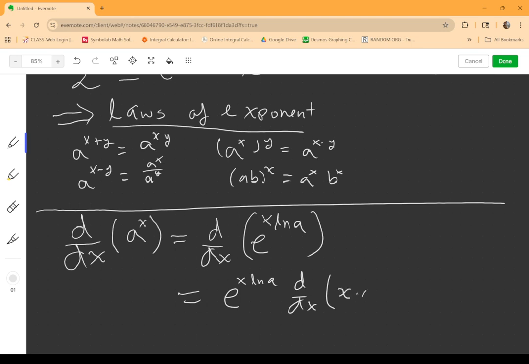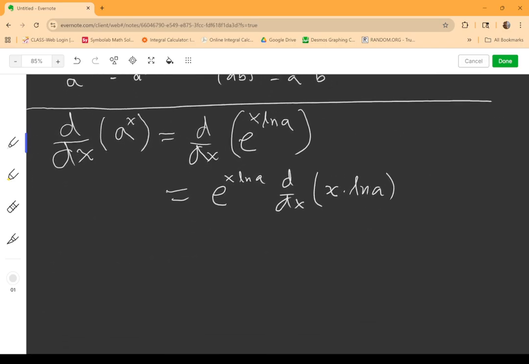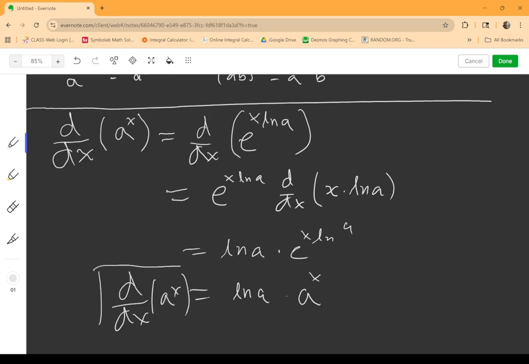The derivative of the exponent: natural log of a is just a constant, since a is just some real number. The variable here is x, so the derivative of x is 1. So we're left with ln of a times e to the x ln of a. But this quantity is just a to the x. So we get ln of a times a to the x. And now we have a new differentiation formula, the derivative of a general exponential.